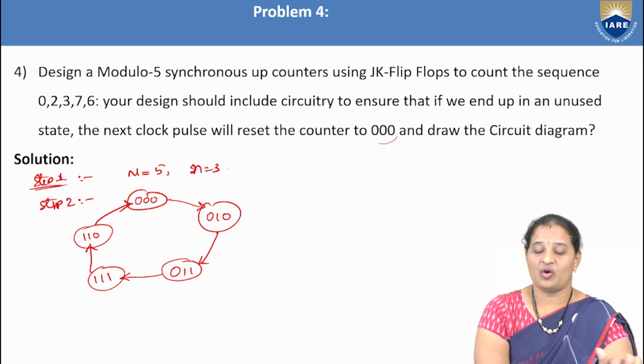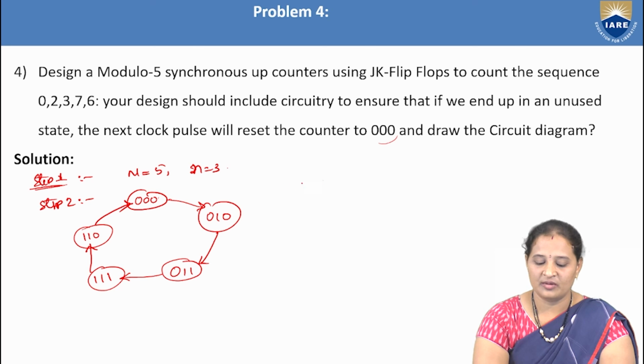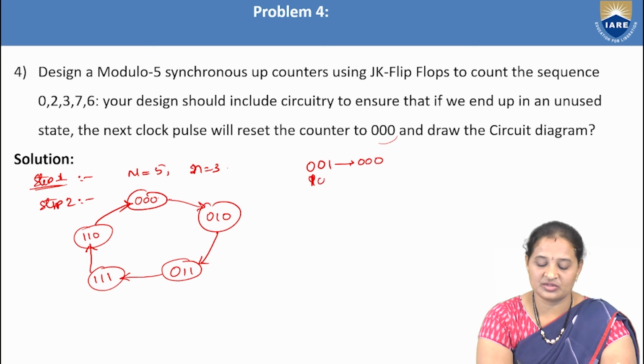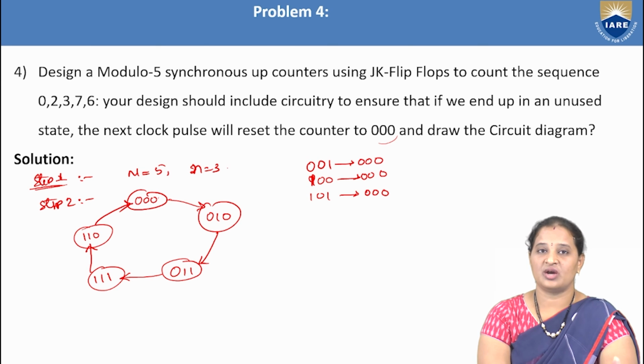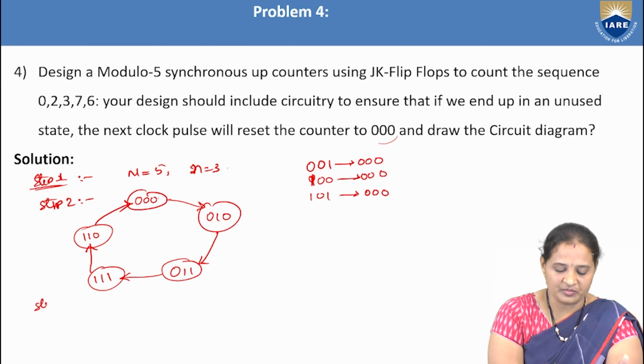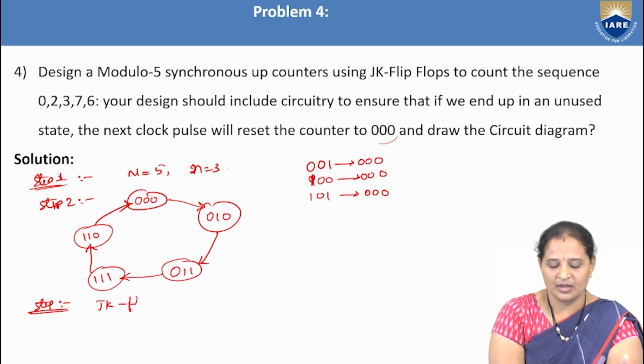Now, in the problem it is given that when the present state is an unused state, what are the unused states we have? 0, 0, 1, then the next state should be 0, 0, 0. 1, 0, 0, then the next state should be 0, 0, 0. 1, 0, 1, next state should be 0, 0, 0. So this is a condition we need to consider. And what is the type of flip-flop chosen here? It is already mentioned in the problem here, that is JK flip-flop we need to use.